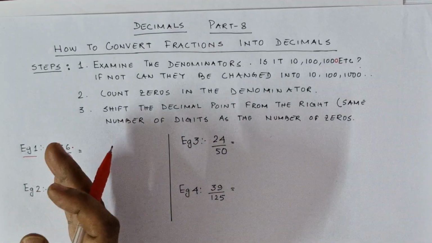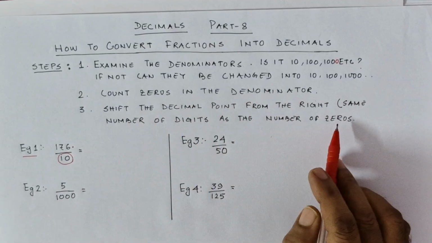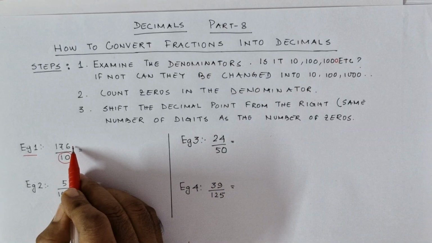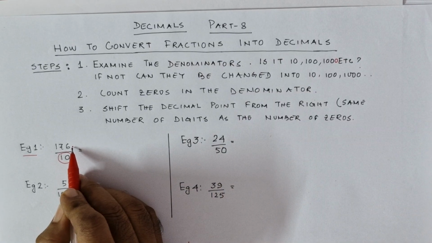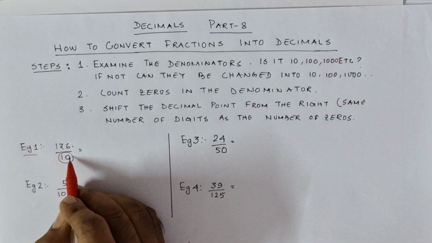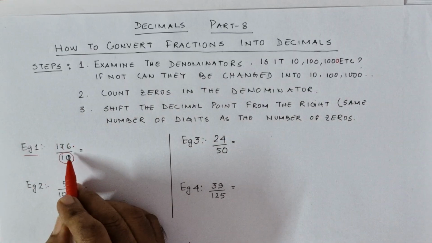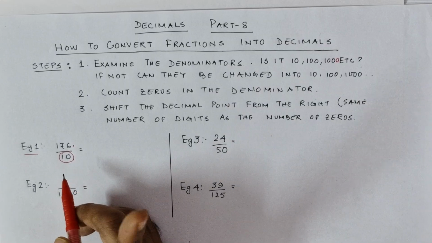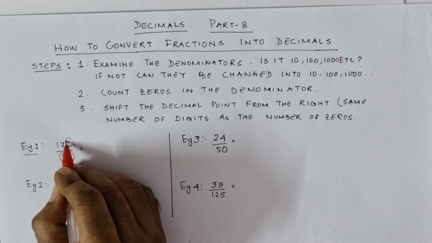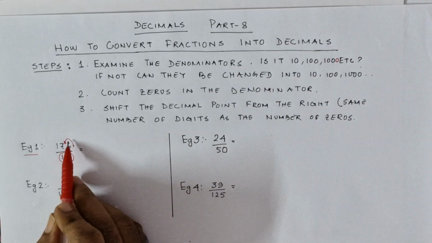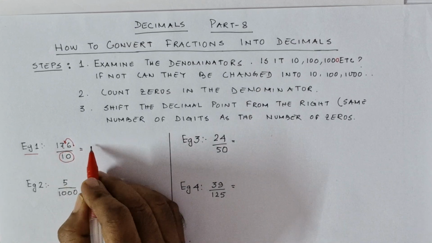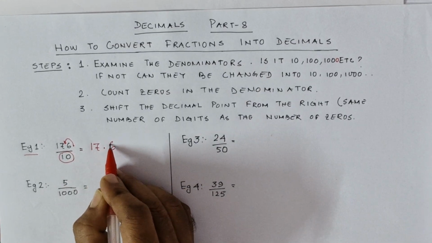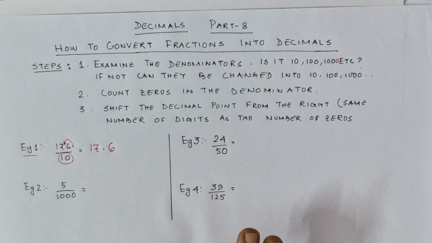So I need to shift the decimal from the right to the left. How many places? That will be equal to the number of zeros. Please imagine, students, that there is a decimal here. You need to shift the decimal from the right to the left. How many places? Equal to the number of zeros. Here is 10, so one 0. Just shift it one place. So now the decimal will move to here. So the answer will be 17.6. Easy, very easy. Understood?